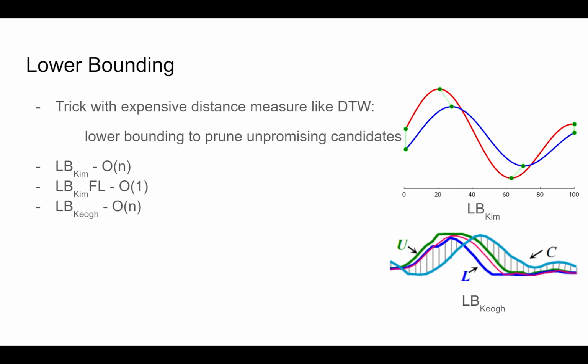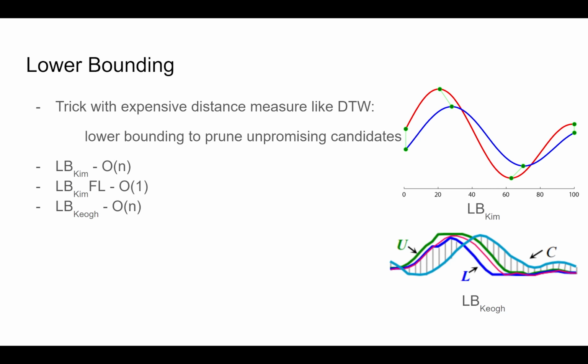Kim's lower bound algorithm operates in big O of n, where you need to look through each individual element compared to the query and the candidate, and you find the max square distance between the first, last, minimum, and maximum pairs of points, as highlighted in the green on the right graph.